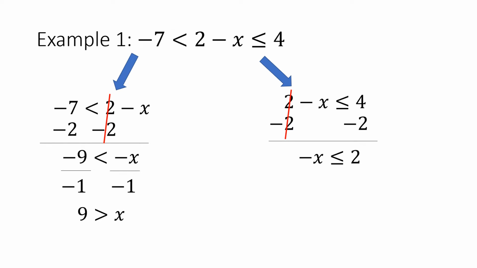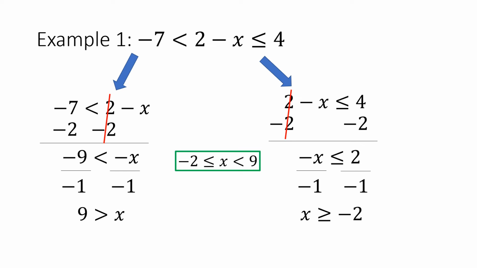Now there is still a -1 in front of my x, and it's being multiplied, so I have to divide both sides by -1. And when I do that, the same rule applies. Since I'm dividing by a negative number, I have to flip the inequality. And so I'm going to end up with x is greater than or equal to -2, because 2 divided by -1 is -2.